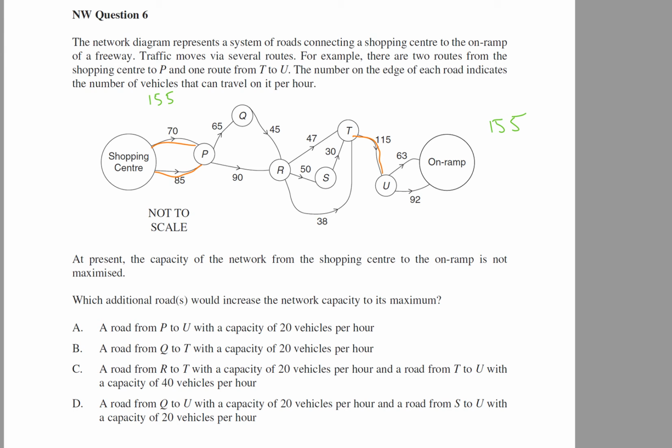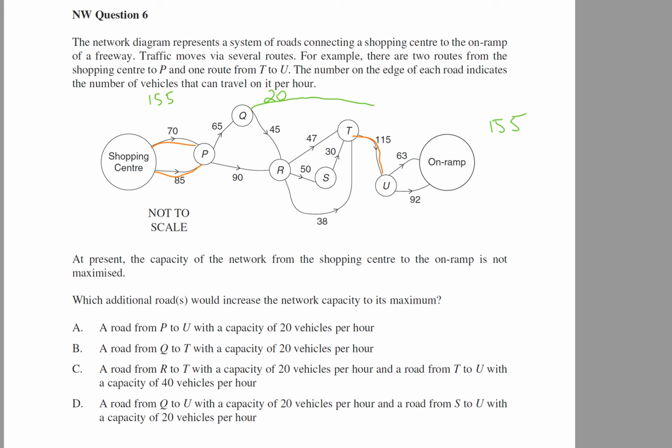Now we can see here P, leaving P is 65 and 90 is 155, but we only get 135 getting onto R, as 65 enter Q, and only 45 leave. So that means we could maximize flow by making a route that would take 20 cars per hour there.